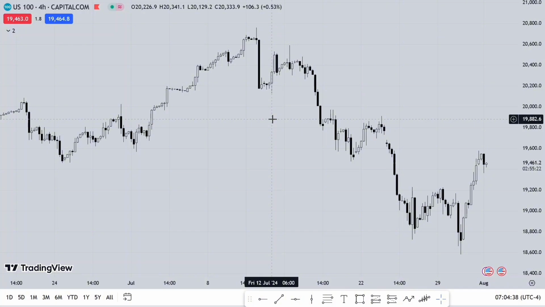You want to see this on the higher time frame, and on the lower time frame you want to see this, and you want to make sure there's a draw on liquidity here. Your rules should be extremely rigid.